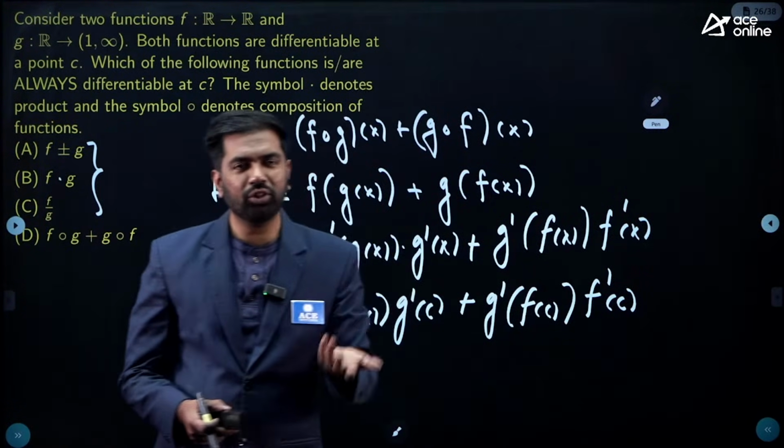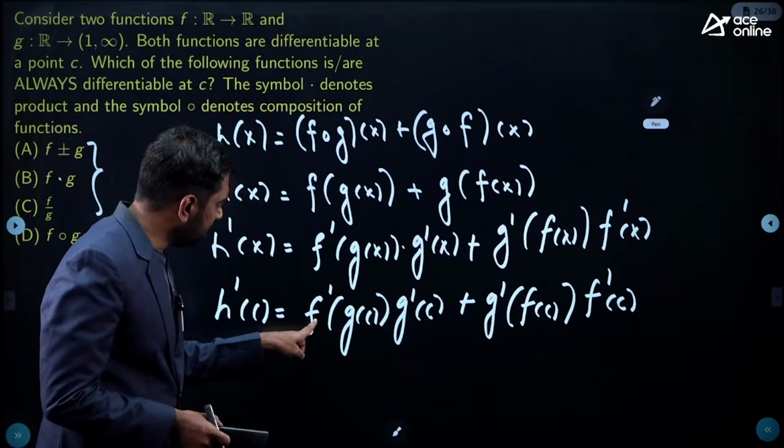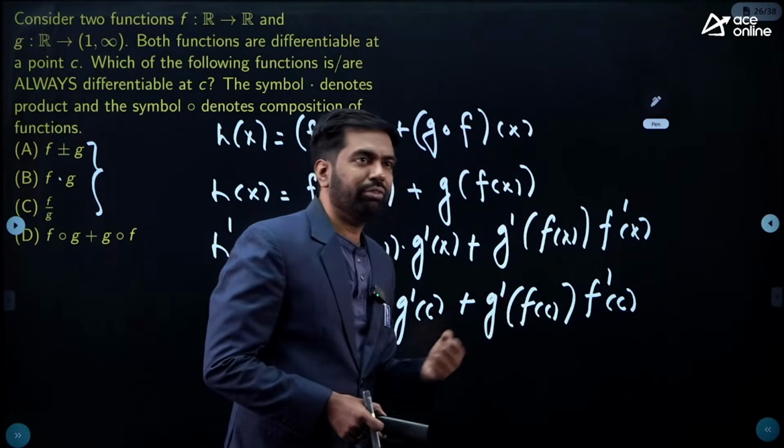g dash of c and f dash of c exist. There is no doubt in that. But let's closely observe this. What is this? f dash of g of c. This is g dash of f of c.